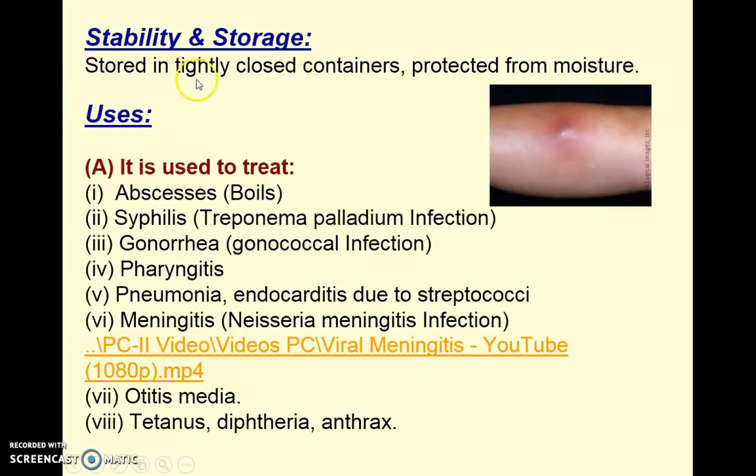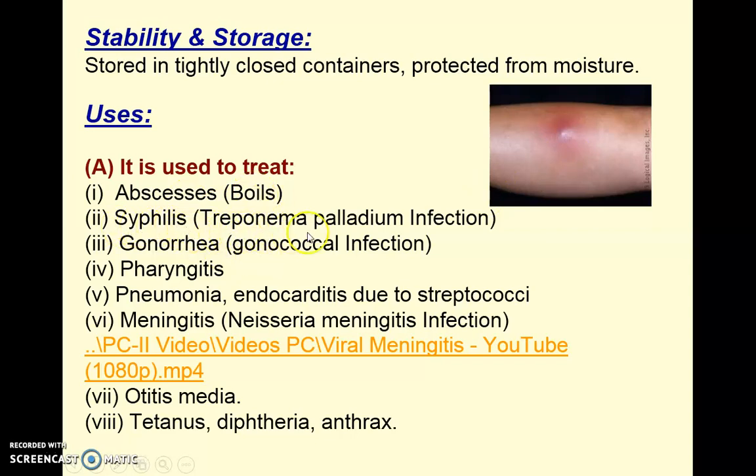Next, stability and storage: it should be stored in a tightly closed, light-resistant container, protected from moisture. Next, uses of benzyl penicillin. It is used in the treatment of boils. This is an image of a boil. It is a skin infection with an inflammatory lesion, a purulent lesion forming, which is a bacterial infection. One can treat it using this broad-spectrum antibiotic called penicillin.